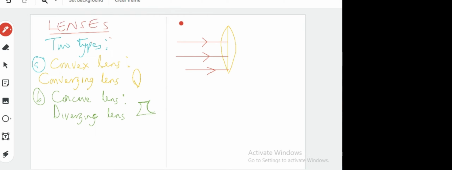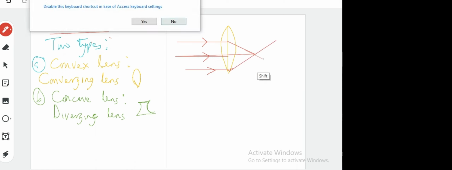Now I'm talking about convex. Convex will converge. You meet at a point we call the focus. It can be the principal focus depending on something I'm going to explain to you. That's a focal point.